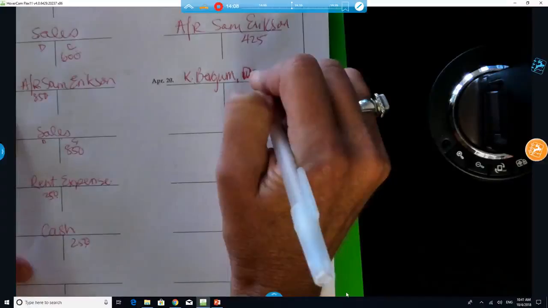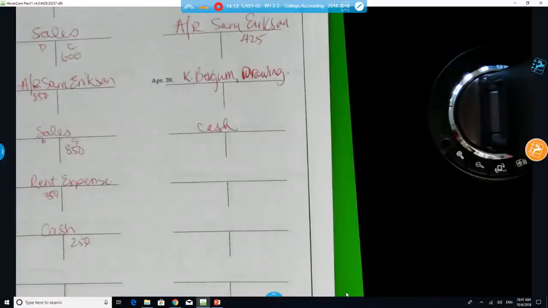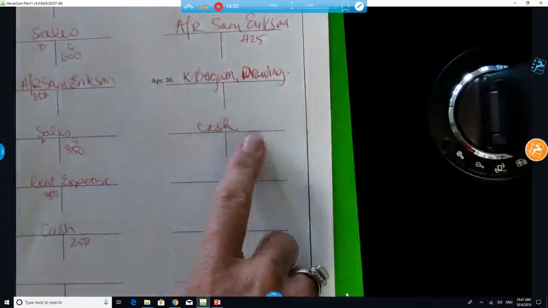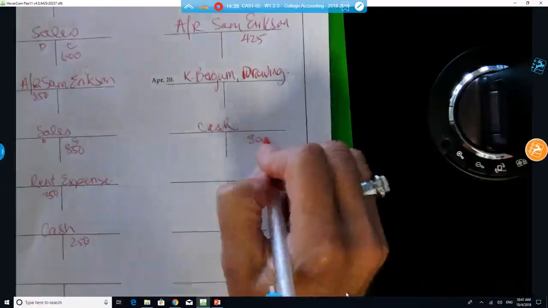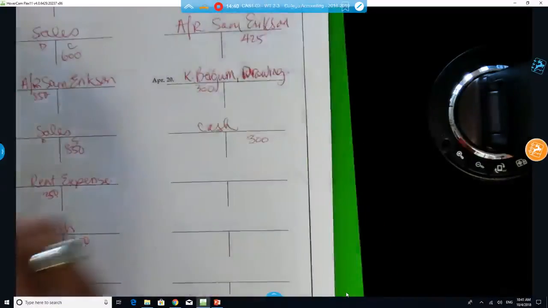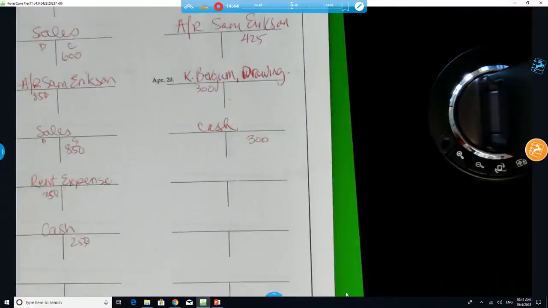Okay, and cash. So what's happening to Kathy Burgum's drawing? Is it going up or down? It's going up. She's drawing more money out of the business, so the amount she's drawing out is going up. What's happening to my cash? It's going down. So I have one debit, one credit. How much was this one for? $300. And remember, the drawing has the opposite impact on the owner's equity, just like rent expense. It has a negative impact on owner's equity.